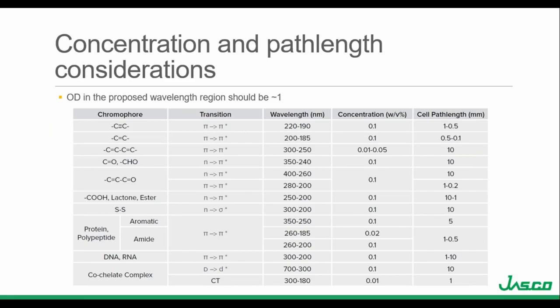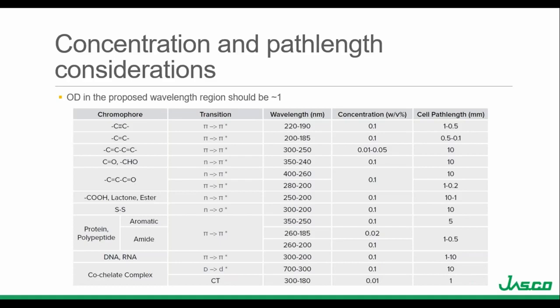Now, concentration and path length considerations. The optimal signal to noise is obtained when the optical density of the absorption max is 1. Conveniently, the sample concentration and cell path length can be adjusted to account for absorbance limitations because CD exploits Beer's law. For example, if the sample absorbance is too large, but the concentration can't be reduced for experimental purposes, the cell path length can be shortened to acquire necessary measurements.